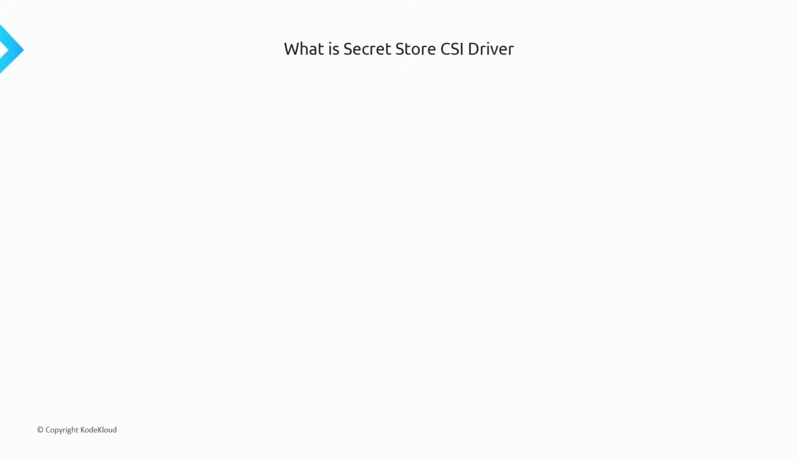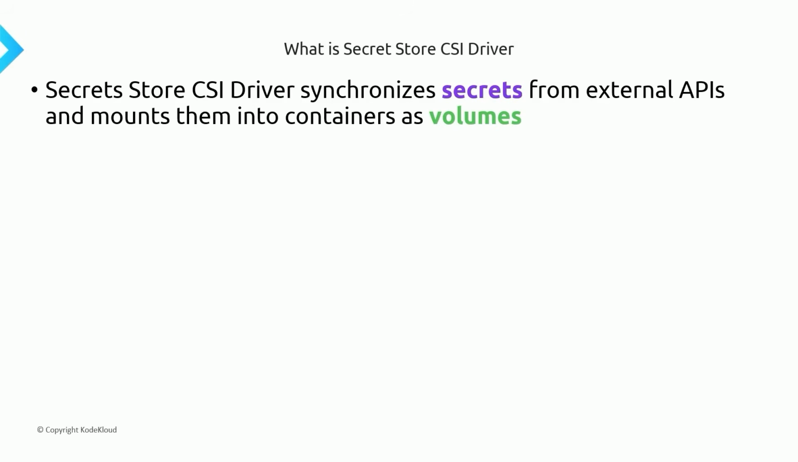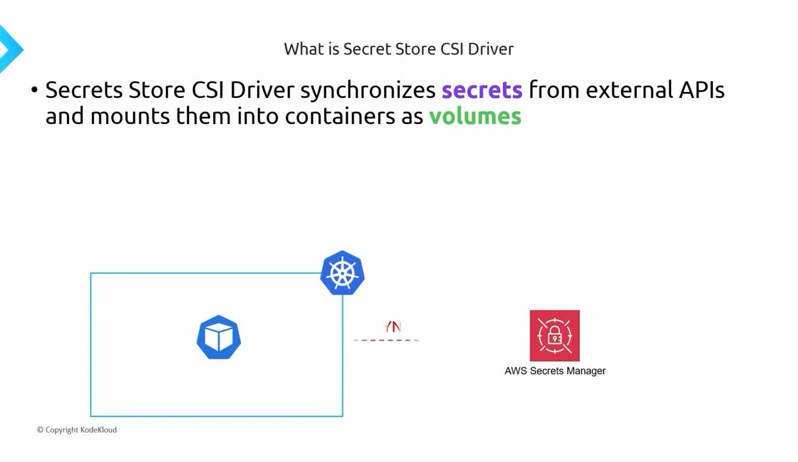All right, so we went over why we would need a tool like the Secret Store CSI Driver. Let's talk about what exactly it is. Well, the Secret Store CSI Driver synchronizes secrets from external APIs and mounts them into containers as volumes. So if you're using something like AWS Secrets Manager, it's going to pull those secrets from AWS Secrets Manager, or any other secret store that you're using, and mount them as volumes into your pod so that your application has access to those secrets.